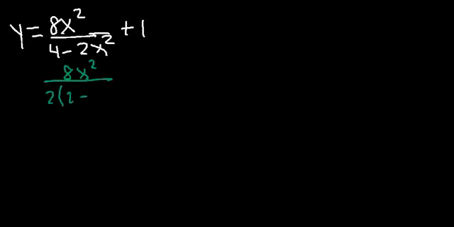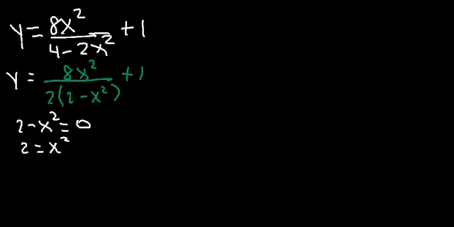Notice that it's going to be 2 minus x squared. And we're going to set that part equal to 0 and solve for x. So x is equal to plus or minus radical 2. So we have two vertical asymptotes in this problem.